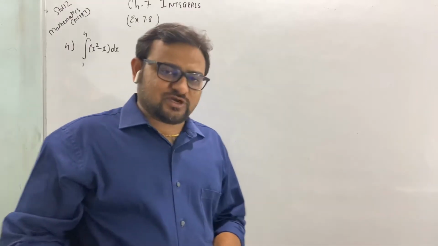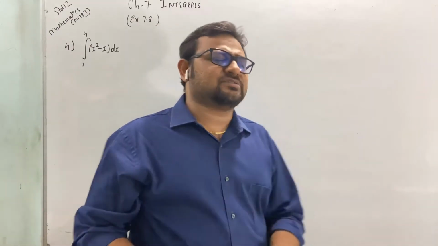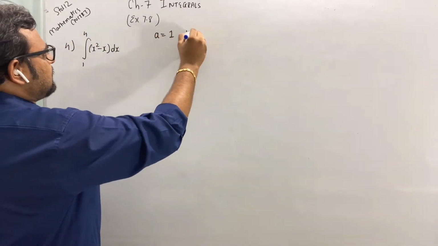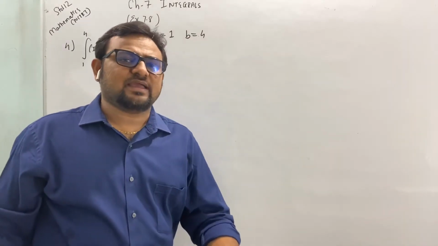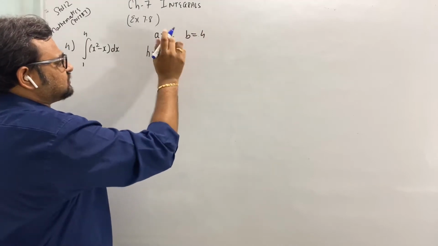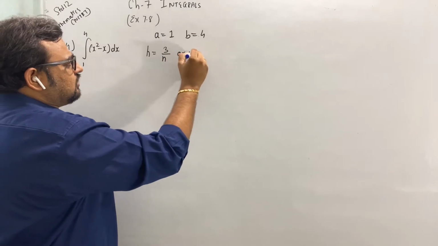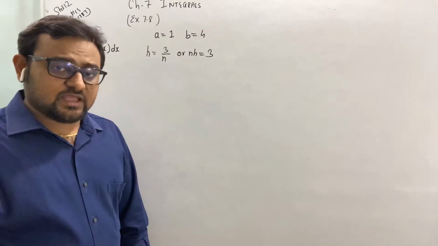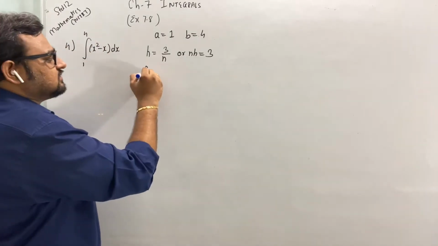Let me revise in short. We are taking lower limit as a, upper limit as b. So a is equal to 1, b is equal to 4. h is b minus a by n, so 4 minus 1, that is 3 by n, or nh is equal to 3. What is our function? x square minus x.